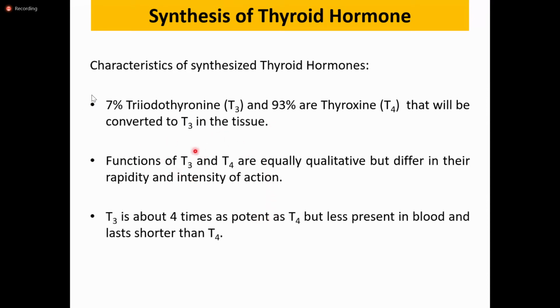The functions of T3 and T4 are equally qualitative but differ in their rapidity and intensity. It means T3 is about 4 times as potent as T4, but less present in the blood and lasts shorter than T4. So T3 is 4 times stronger, but it quickly disappears from the blood. T4 is less potent, but it stays for a longer period of time in the blood. It does not get degraded as quickly. Okay.